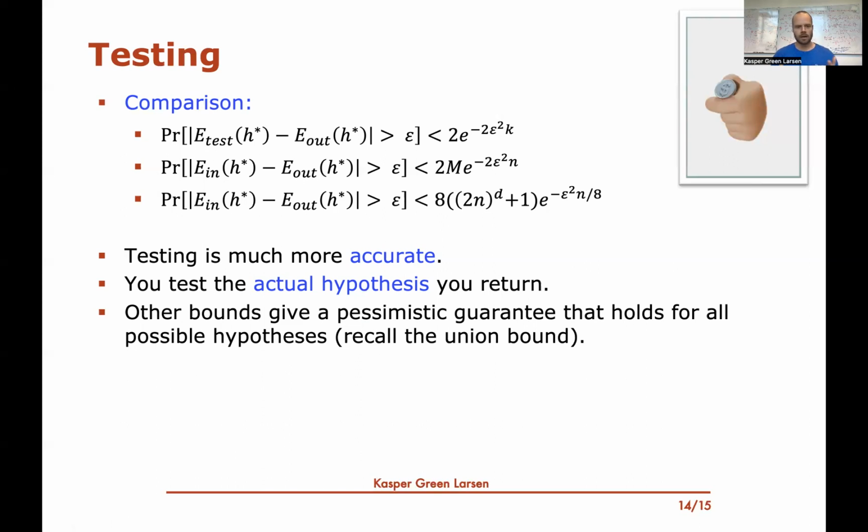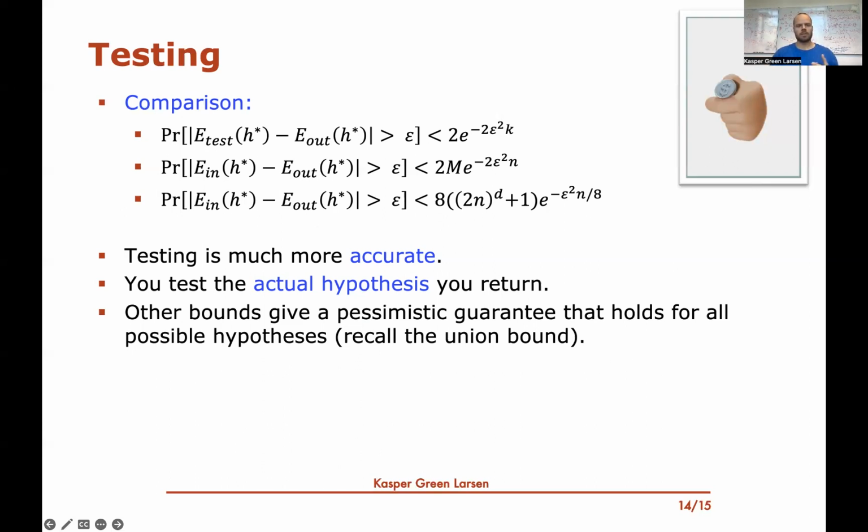So the estimate that you can get out of this is really like a worst-case guarantee: even if the learning algorithm somehow picked the hypothesis with the very worst gap between in-sample and out-of-sample error, the guarantee that we give still holds. That's really because of the union bound in the bounds.